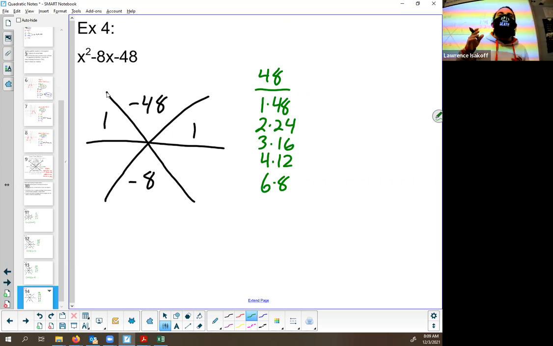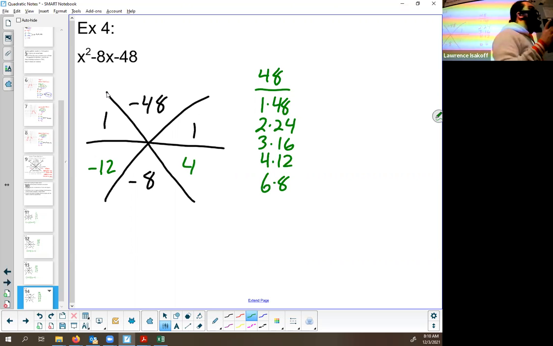So now again, I'm looking at each pair of numbers. Does anybody see a way to get to an 8? We'll worry about the sign in a second, but any way to get to 8. 12 minus 4 gets me positive 8, right? But if I want it to be negative, how would I write it? Negative 12 and positive 4.